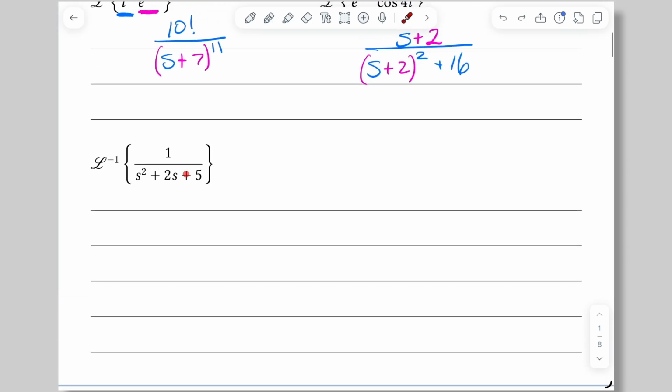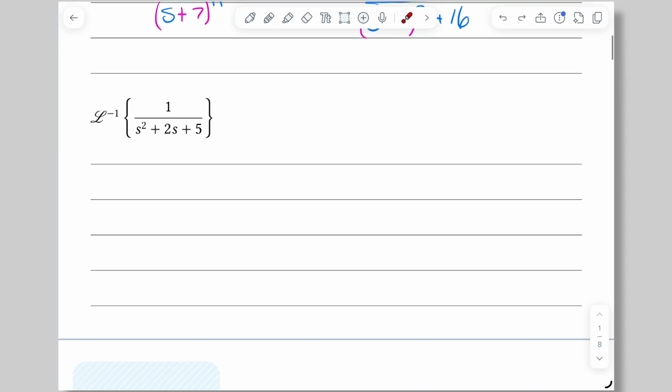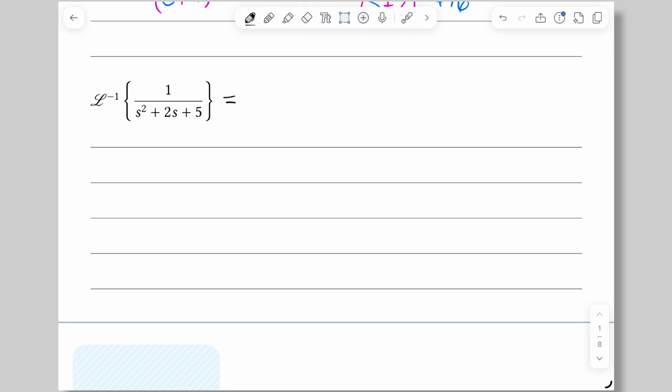I want that denominator to have a form that looks like a quantity squared plus a number. And so we're going to think about completing the square, except we aren't going to need to add and subtract like we do in some contexts. 1 over s squared plus 2s plus 5 is 1 over s squared plus 2s. The constant that I need in order for that to be a perfect square trinomial is 1. And so I'm actually going to split the 5 into 1 plus 4.